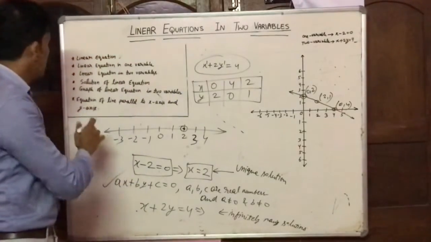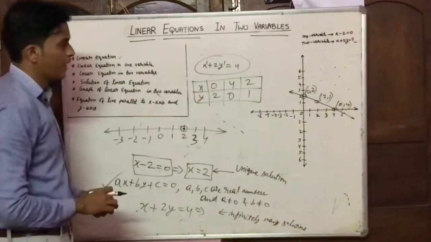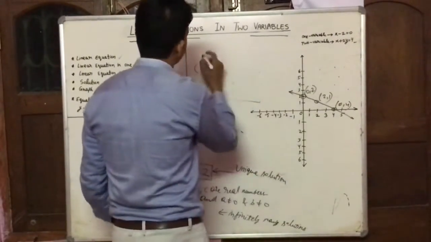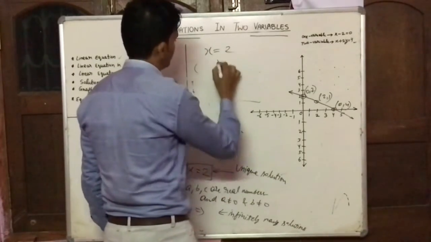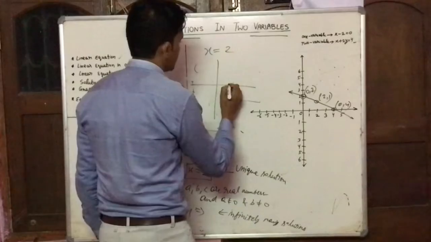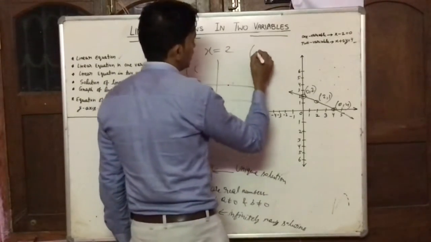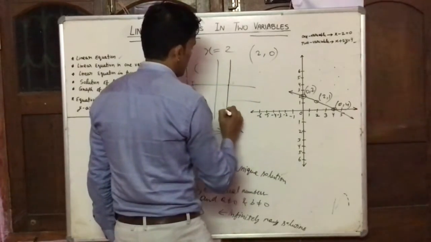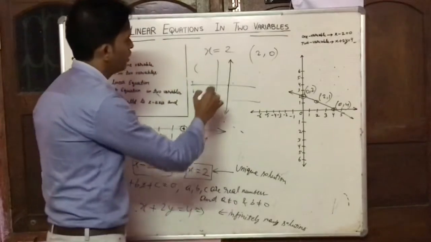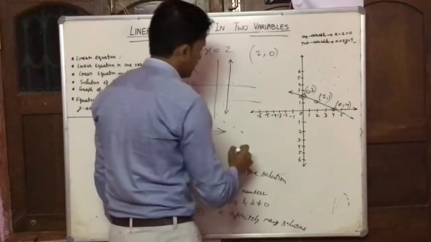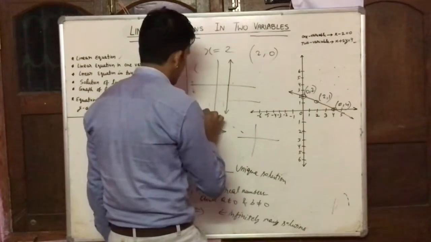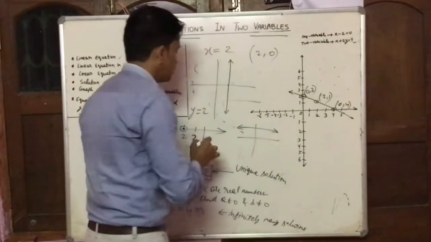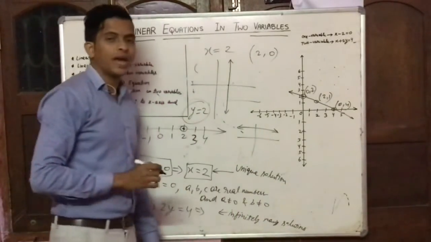Now, equation of line parallel to x-axis and y-axis. For example, if I take x is equal to 2, then the coordinate point will be (2, 0), which will be here. So it is parallel to the y-axis. And if I take another, y is equal to 2, this equation y is equal to 2 is parallel to the x-axis.